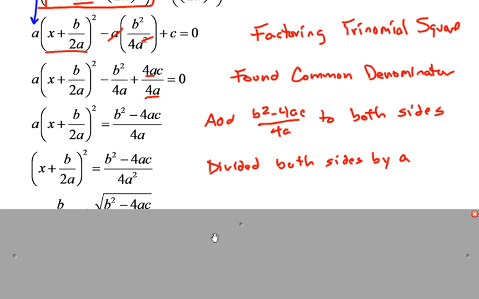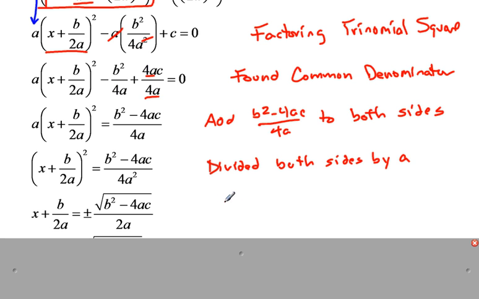Now we're ready to take the square root. So that's our next step. Square root both sides. When we take the square root of the left, the squared right here disappears. When we take the square root on the other side, we realize we'll have two answers. So we have plus or minus. We simply put the square root symbol over b squared minus 4ac. The square root of 4a squared is 2a.